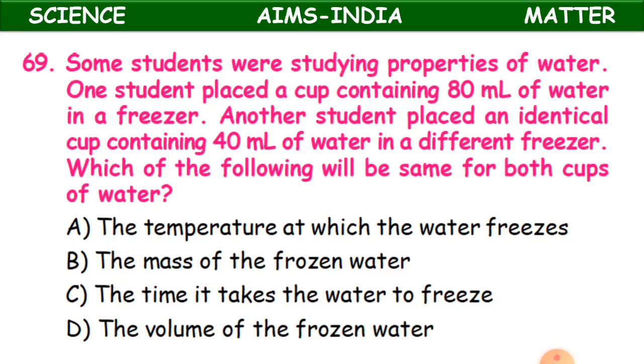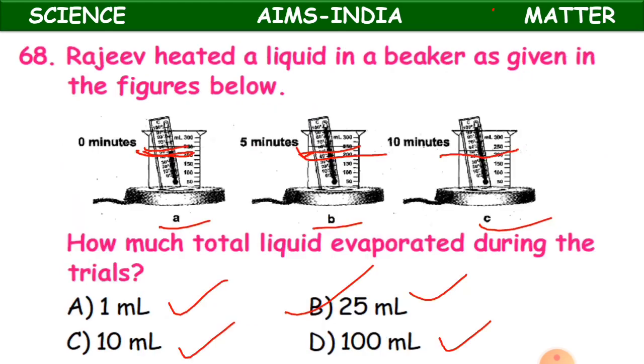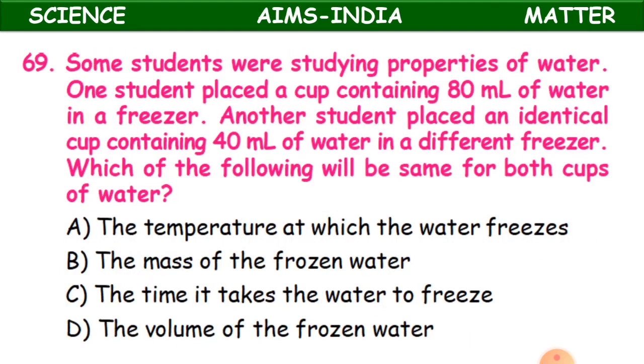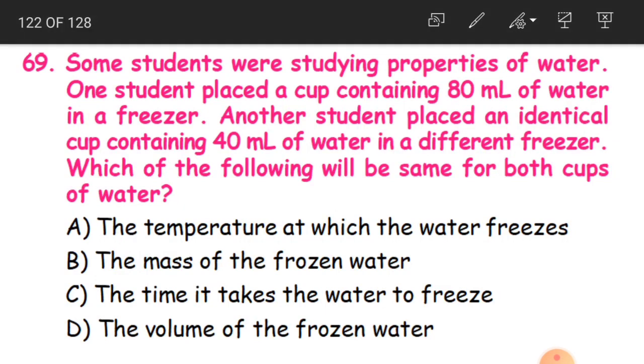Another student placed an identical cup containing 40 ml of water in a different freezer. Okay, so another student took the same type of cup and kept 40 ml of water in a different freezer. Which of the following will be the same for both cups of water? Here you have got 4 answers, children. From this, which statement is going to be the same for both cups of water?